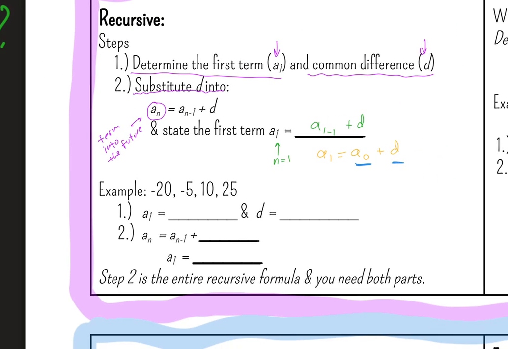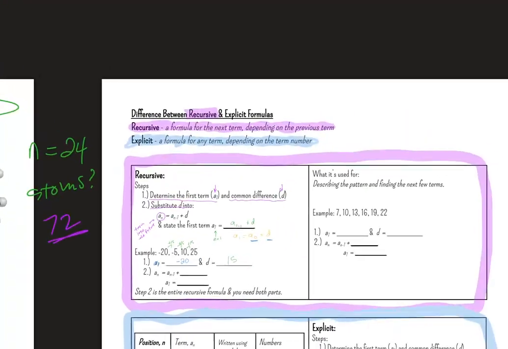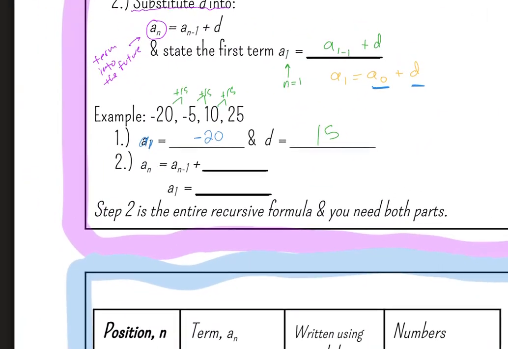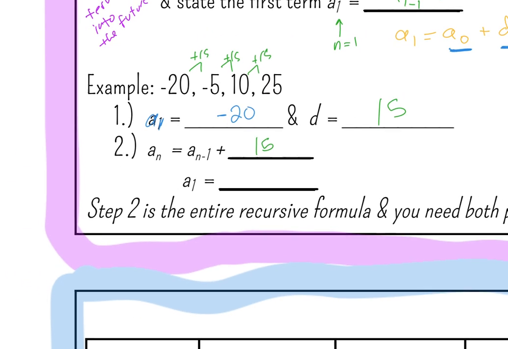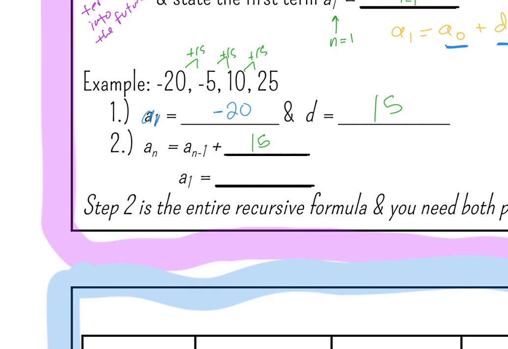So now, okay, let's make it more concrete. The first term, a sub 1, is negative 20. Our common difference is plus 15, plus 15, plus 15. So then we could write our recursive formula as a sub n equals a sub n minus 1 plus 15. And then we could actually find a sub 1. I mean, we already know it right here. But a sub 1 is going to equal a sub 0 plus 15.